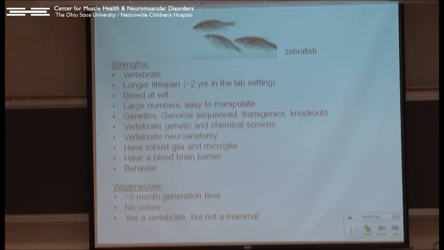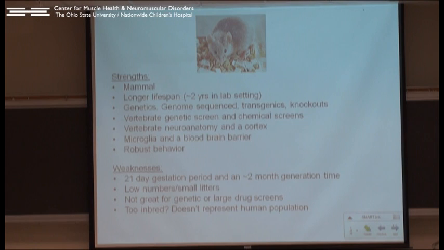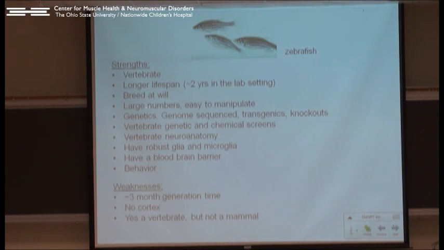Also maybe more time to develop a disease, certainly an adult onset disease like ALS. But still they have this advantage of having large numbers and being easy to manipulate. So again, just like worms and flies, they breed at will. You can get large numbers, thousands of embryos at any one time, and they're easy to manipulate in terms of their embryology and also the adults.